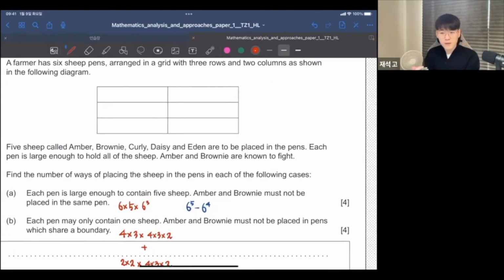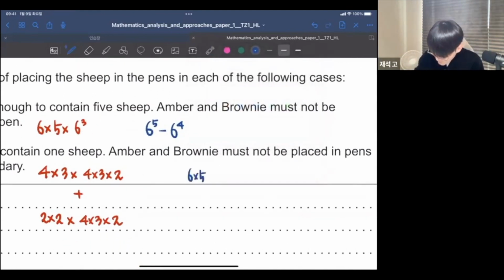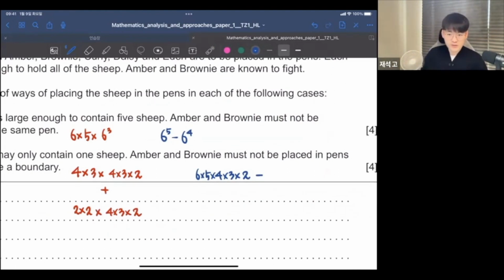Then, out of 6 for Amber, one of them, and out of 5 for Brownie, one of them, can be found first as 6, 5, 4, 3, 2. And then the total cases are 6 times 5 times 4 times 3 times 2. If you do this, it means you're putting in those 5. Let's exclude sharing the boundary here.